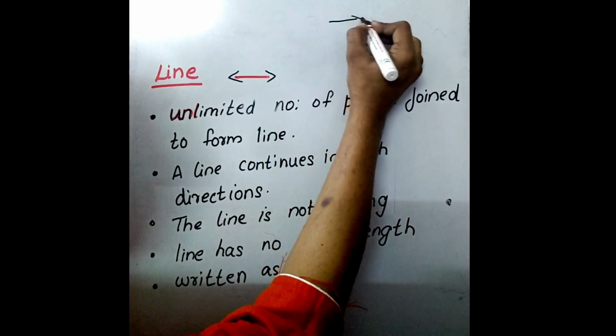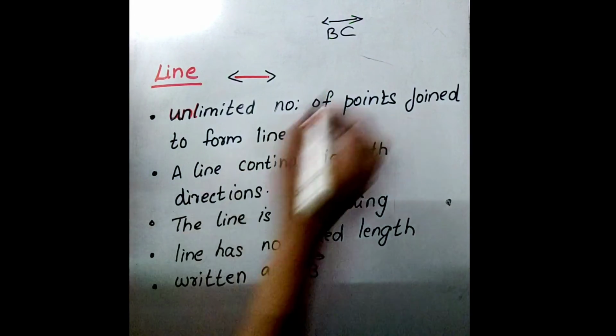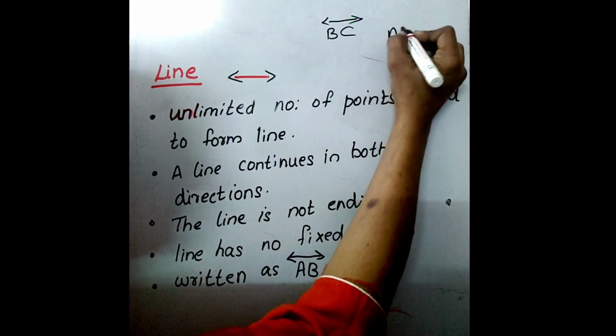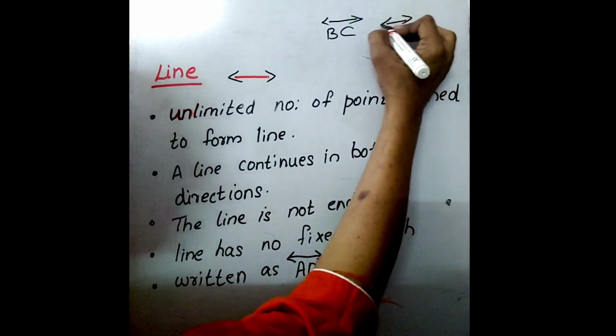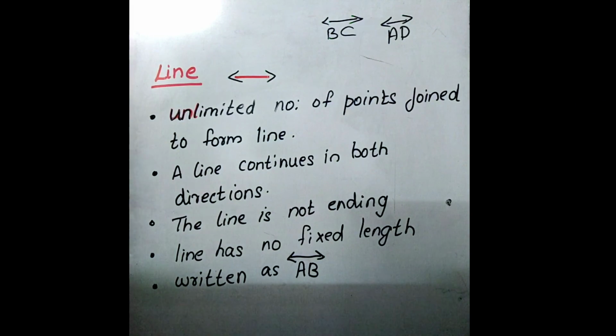If it is line BC, it is written as line BC. If it is line AD, it is written as line AD. Okay, this is all about the line.